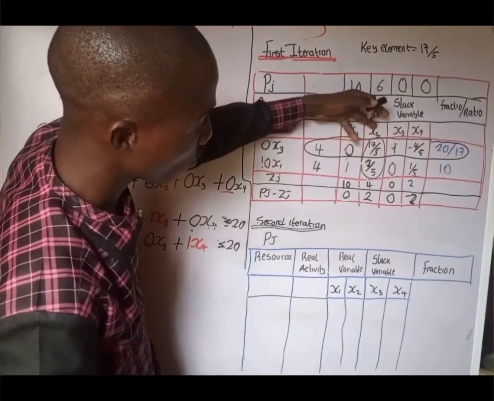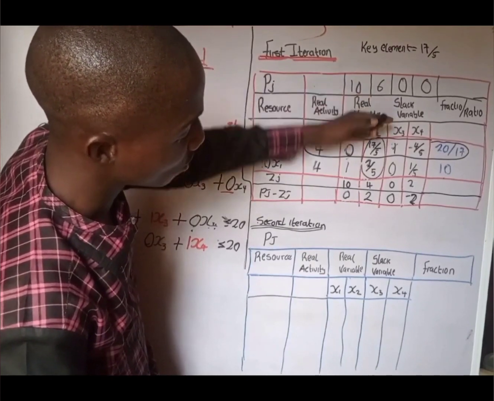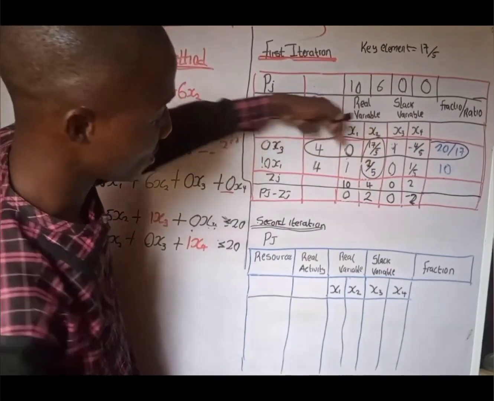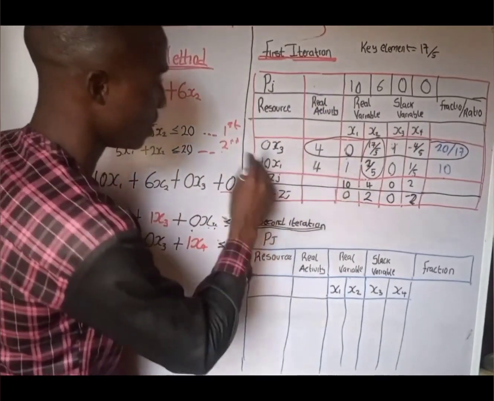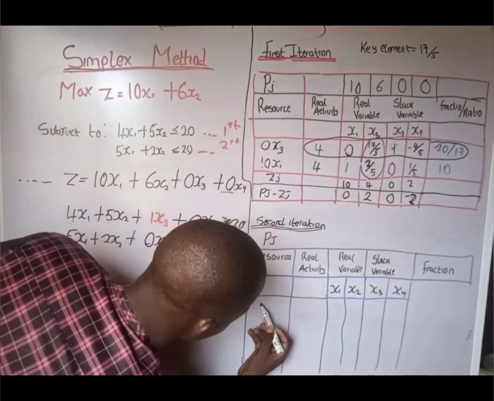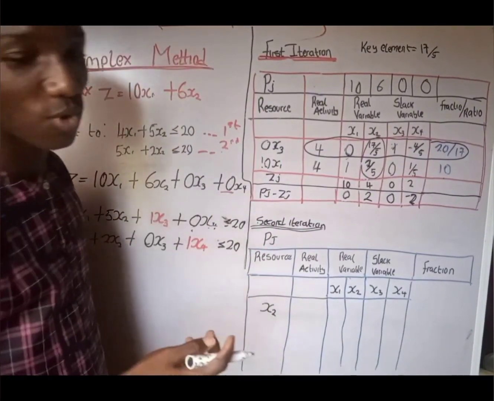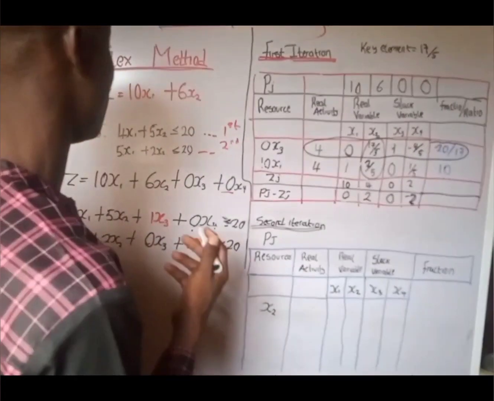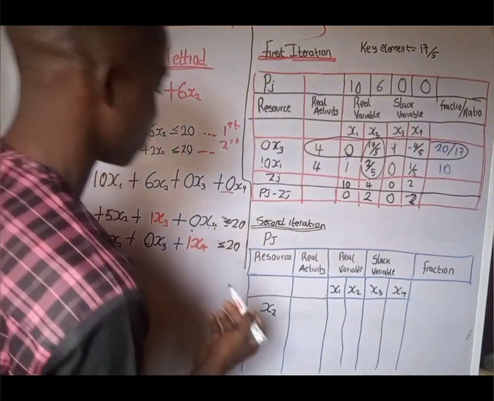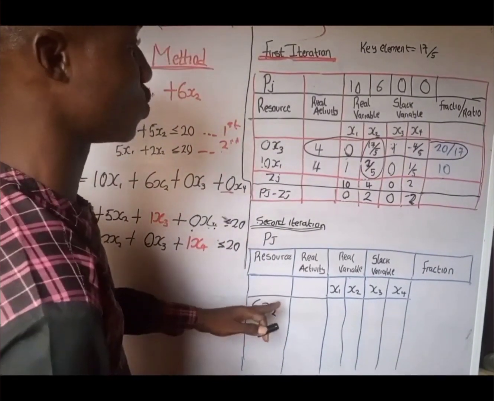So therefore, the variable of the key column will be the one entering, and 0x3 will be leaving. So I'm going to be having x2 here. And don't forget that in our objective function, the previous one that I showed you, the value of x2 in our standard objective function is 6. So I'm going to be having 6x2.